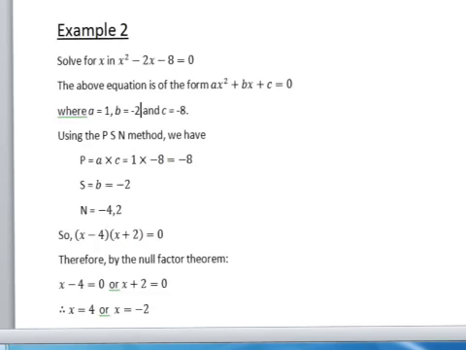And then again, by the null factor theorem, we've got this simple pair of linear equations to solve, such that x minus 4 equals 0, or x plus 2 equals 0. So adding 4 to both sides, we get x equals 4, or subtracting 2 from both sides on this equation, we get x equals negative 2. So once again, we've got two solutions.